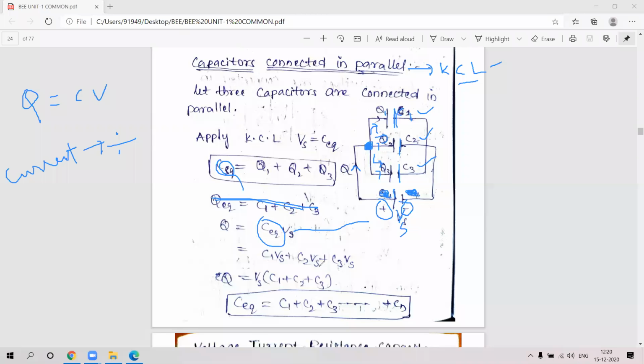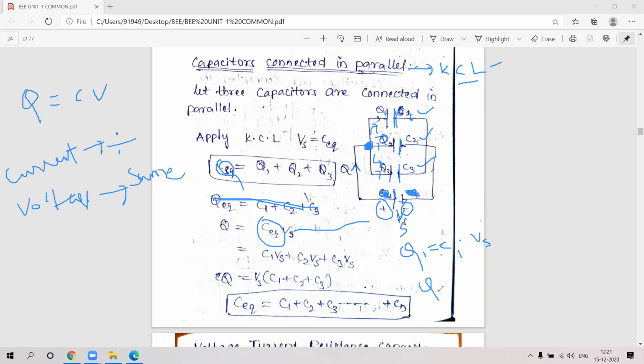But what is same here? Voltage will be the same in all. That is why I am writing Vs for all the cases, because this voltage is applied across capacitor 1, capacitor 2 and capacitor 3. So I can substitute Q1: Q equals CV, C into V. What is C at Q1? It is C1. What is V? It is Vs.